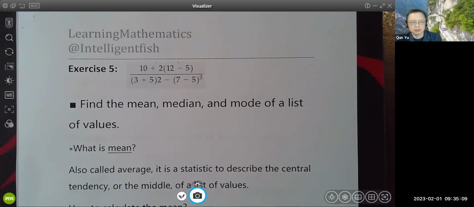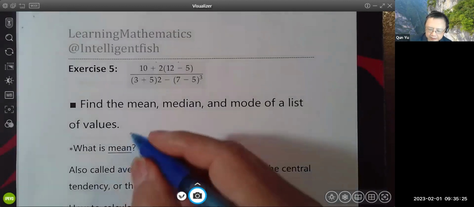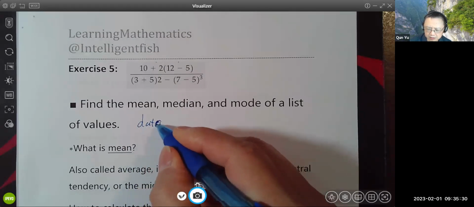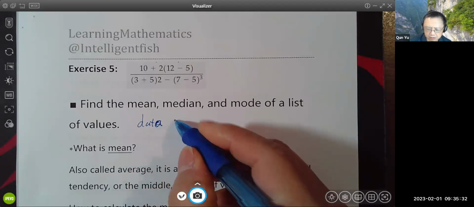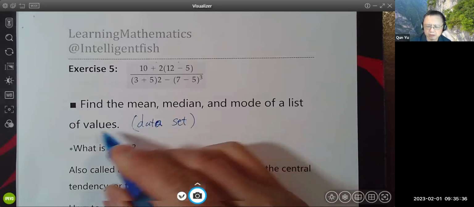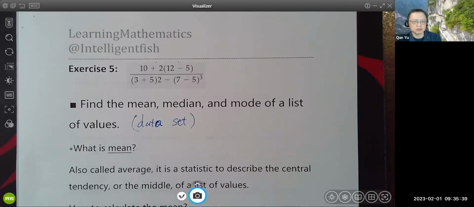Now let's look at our second objective in this video. For this video, we are going to calculate 3 statistics: the mean, the median, and the mode of a given list of values. They call it a data set. If I want to mention this terminology or jargon, if you want to call it, either way is okay. It's just a group of numbers, a group of values, a list of values.